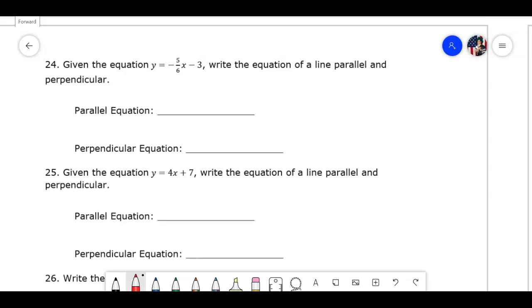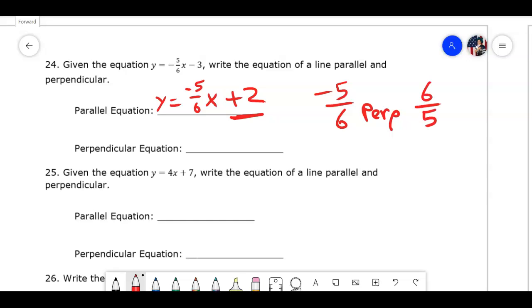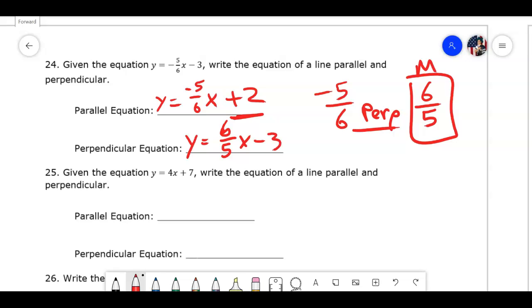For a parallel equation, you keep the slope. So y equals -5/6x, but you change that -3 to something else, okay? This is what changed. Now for perpendicular, let's take that -5/6. We change the sign, negative becomes positive. 5/6 flips to make 6/5. So this is my new m for my perpendicular slope. So let's do that. Y equals 6/5 x. And we can keep the -3 from the beginning. We just have to make sure that slope has two changes.